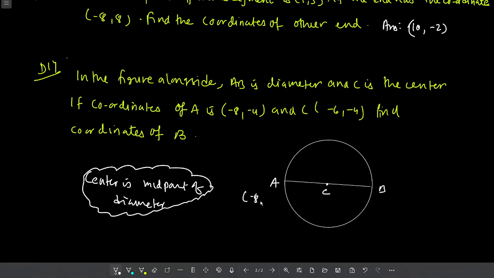A is given here as minus 8, minus 4. C is minus 6, minus 4. Now what are the coordinates of B? That is our question. Can we assume this as a, b? We can assume that point B as a, b. So now this will be a similar question to the previous one. Okay, solve it and get the answer.